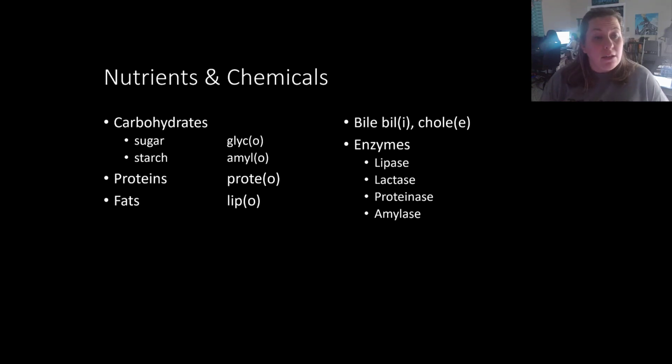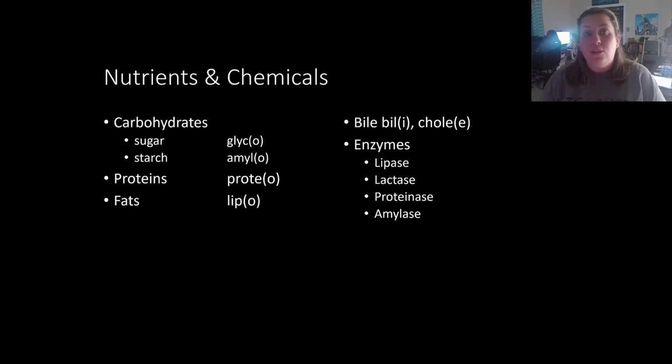All right, so continuing on with the nutrients and chemicals, we do see that carbohydrates are the basic source of energy for human cells. Your cells are kind of lazy in the sense of how they break down food, and so carbohydrates are the easiest form. These include sugars, so again, glyco is for sugar, and then starches, which we would see for amylo.